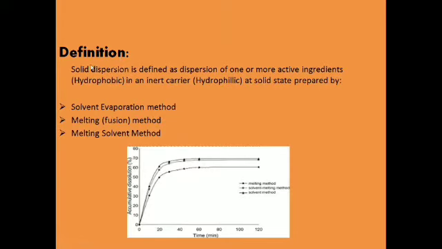Now, the definition. Solid dispersion is defined as dispersion of one or more active ingredients, which should be hydrophobic, in an inert carrier, which should be hydrophilic, at solid state, prepared by the following methods. There are many methods, around 8 to 9, from which we are using 3 methods. First is the solvent evaporation method, then the melting method, also called the fusion method, and the melting solvent method.